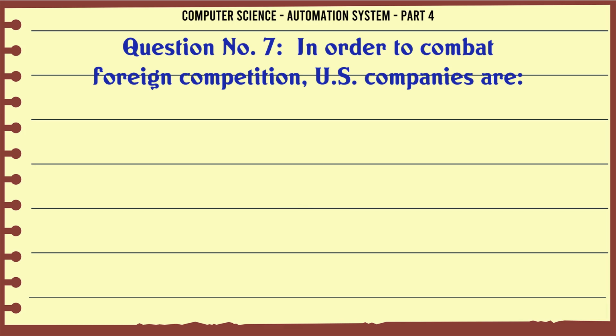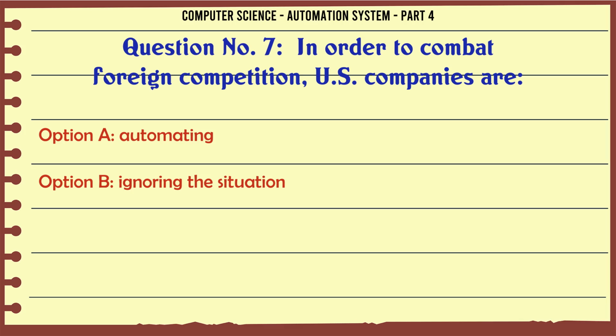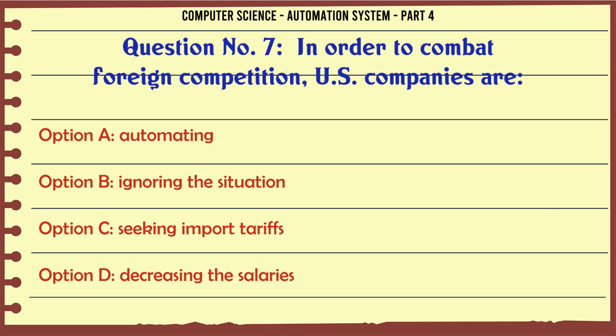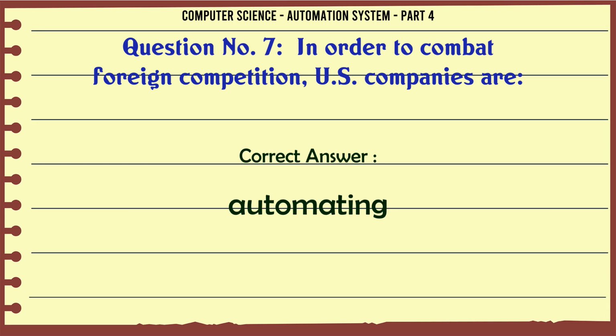In order to combat foreign competition, US companies are A. Automating. B. Ignoring the situation. C. Seeking import tariffs. D. Decreasing the salaries. The correct answer is automating.